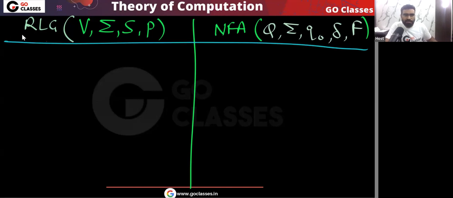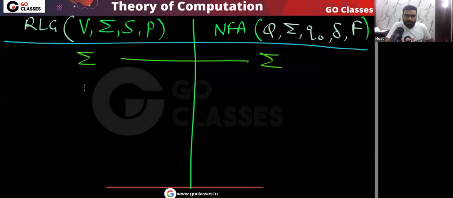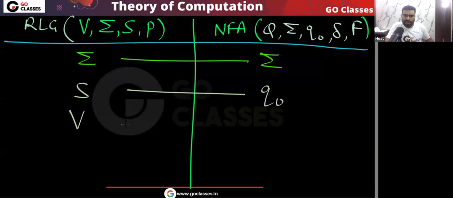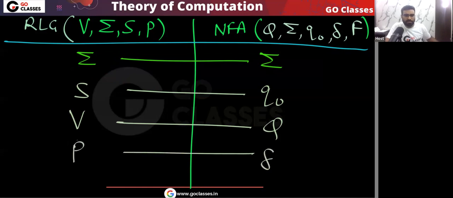Okay, see, in the right linear grammar we have sigma, which is the set of alphabet symbols, or I can say set of terminals. For this, in the NFA also we have a set of alphabet symbols. In the grammar we have the start symbol, so in the NFA we have the start state. In the right linear grammar we have a set of variables, so here you have a set of states. In the right linear grammar you have production rules, here you have transition rules. Is this clear? So these are the similarities I can say between right linear grammar and NFA.